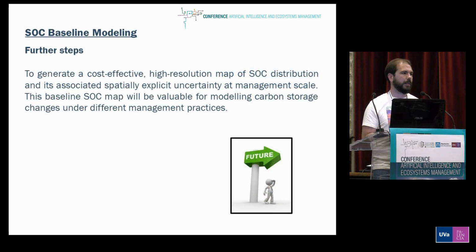So having all this in mind, our further steps for this project will be to generate a cost-effective, high-resolution map of soil organic carbon distribution, the associated spatially explicit uncertainty, and to do this at a management scale. And this is important because this baseline soil organic carbon map will be valuable for modeling carbon storage changes and their different management practices. So this is what we will do in the following years.